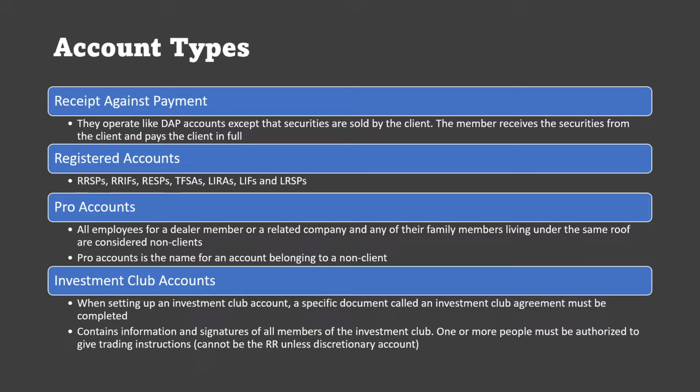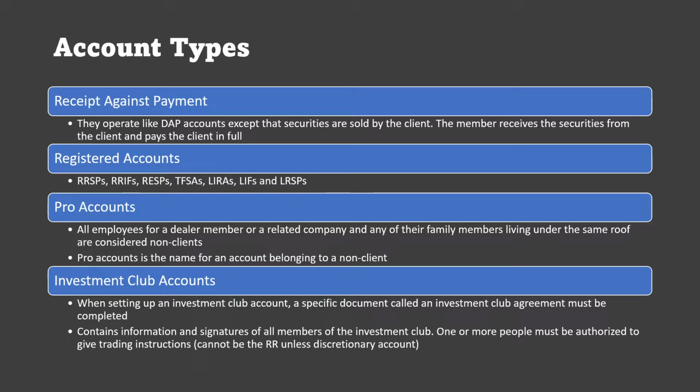You have pro accounts as well, so all employees for a dealer member or a related company and any of their family members living under the same roof are considered non-clients, and their accounts must be flagged as pro accounts. Now, pro accounts is the name for an account belonging to a non-client, and basically it will make it so client orders are prioritized above pro orders or orders from non-clients, just to avoid that front-running issue.